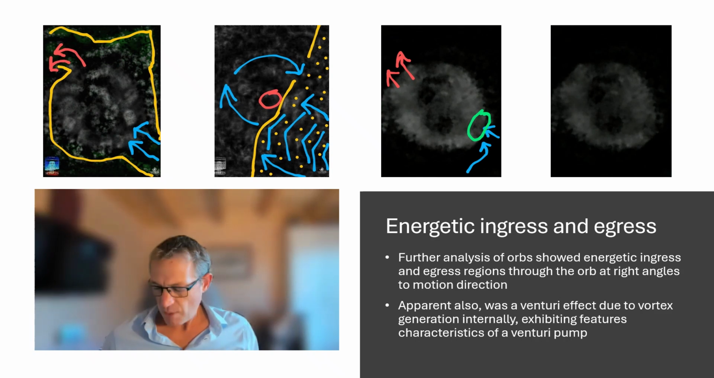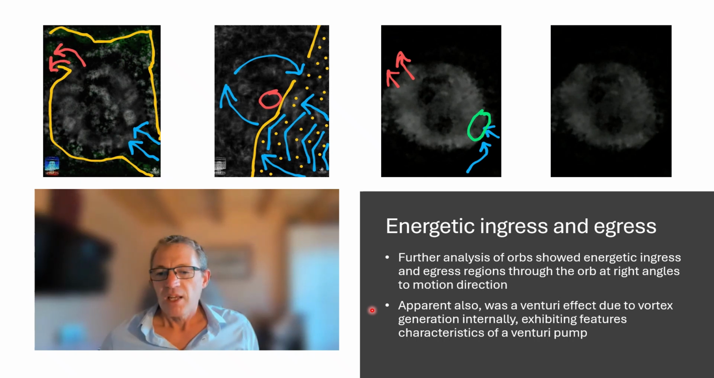Here I'm just highlighting energetic ingress and egress. We found this to be a common feature of most, if not all, anomalous objects and orb-like craft that we've got data on in the field, which we continue to work with. So it showed that there were energetic ingress and egress regions through the orb that seem to always be at right angles to the direction of motion. What also occurred was a Venturi effect due to vortex generation internally, which we'll unpack in subsequent slides.